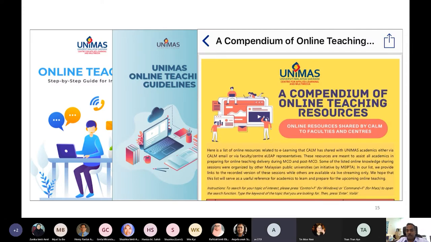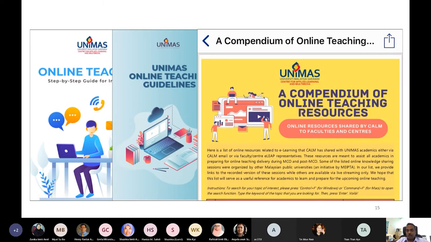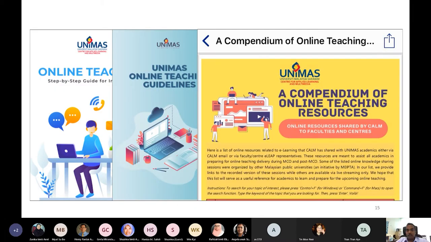Click on that particular hotspot. When you click on this particular hotspot, you will be taken to a web page, actually a website like a course of your own. So they have created a course page under the title called guides for academics for e-learning.